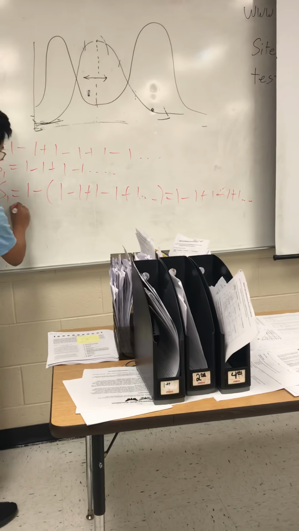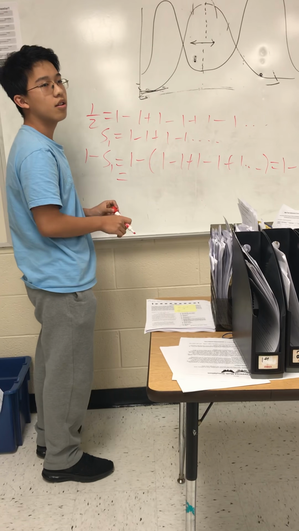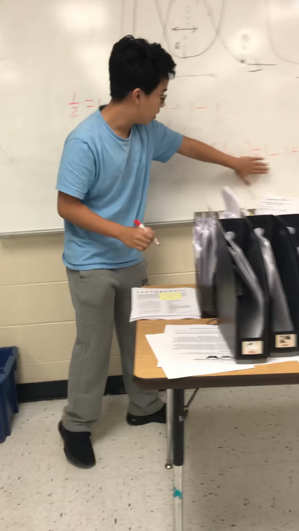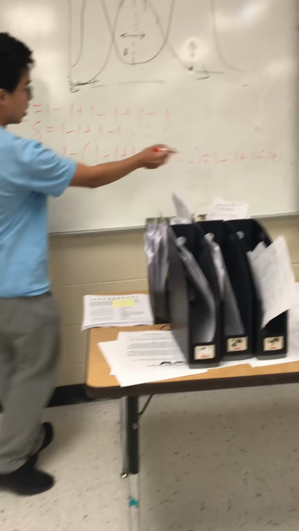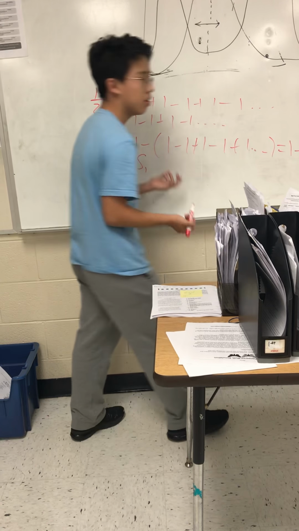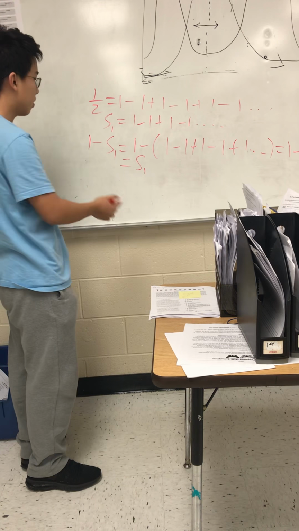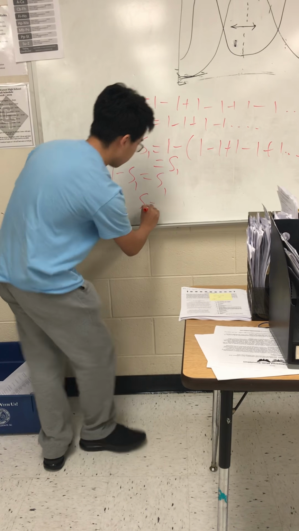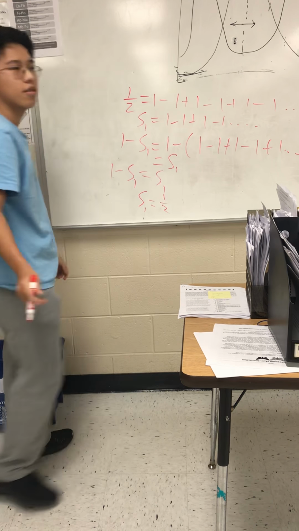But then you're lying to me. It's just like saying my cat is equal to a dog. Yeah, this right here is equal to series 1, right? But it's 1 minus 1 plus 1 minus 1 plus 1, and so on. So 1 minus series 1 is equal to series 1, and so therefore series 1 is equal to 1 half.